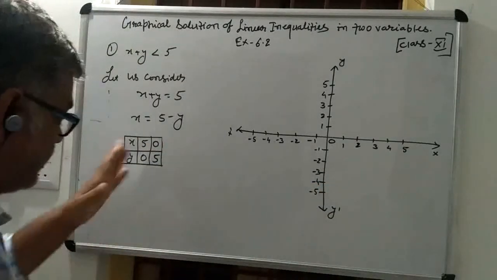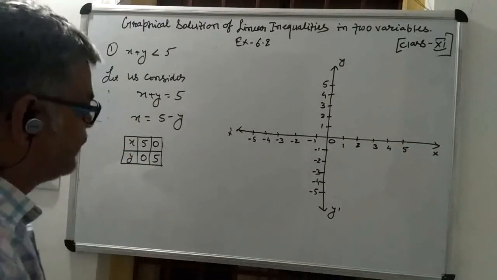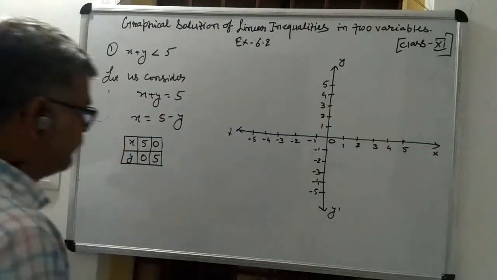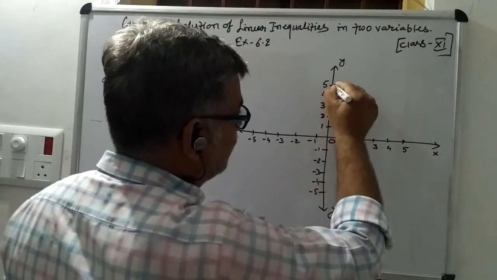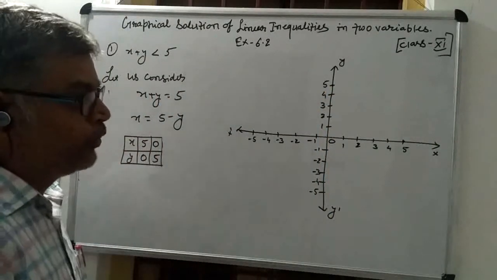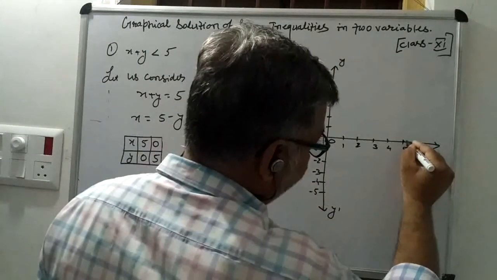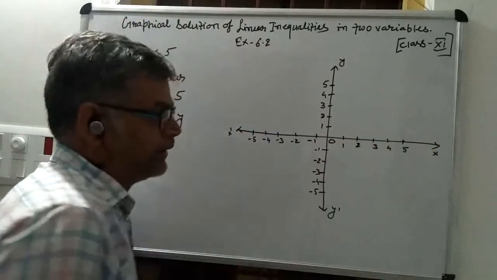Now plot it. Since our first value is 5, 0, so 5, 0 will be here, and 0, 5 will be here. So now we have to draw, suppose this is your point A, or simply you join it.